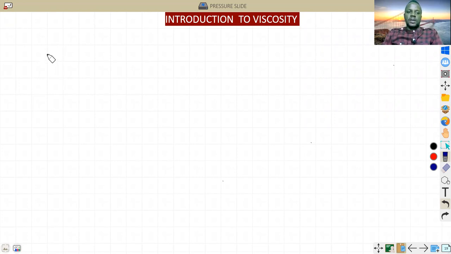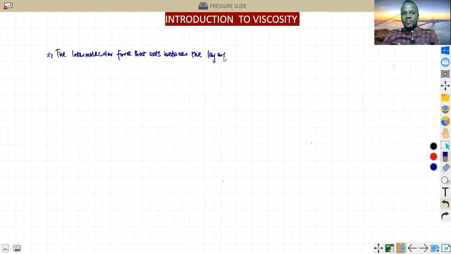And we define viscosity as the intermolecular force. We can put this down in writing: the intermolecular force that acts between the layers of fluids and causes a frictional force along the direction of flow.